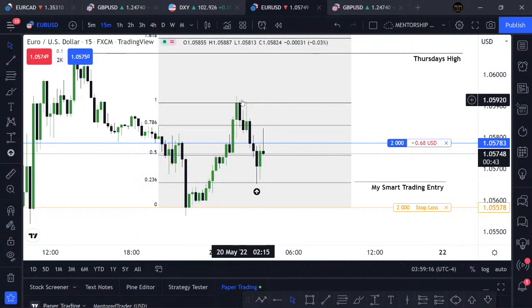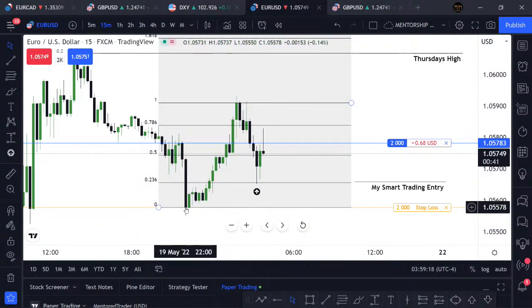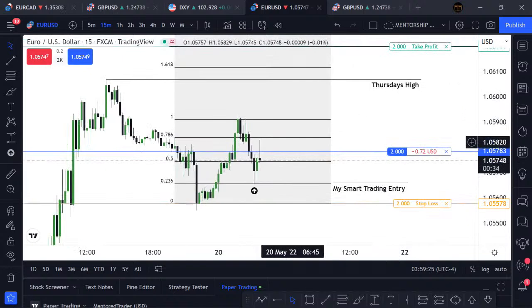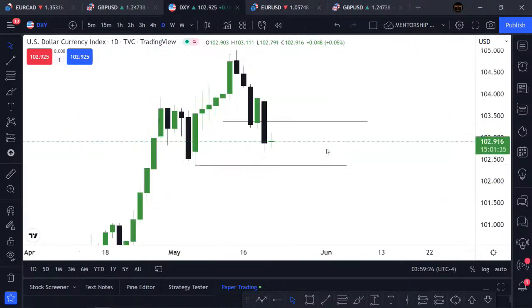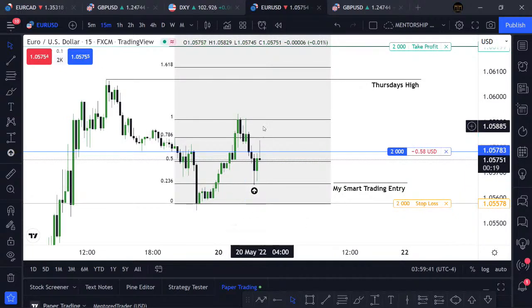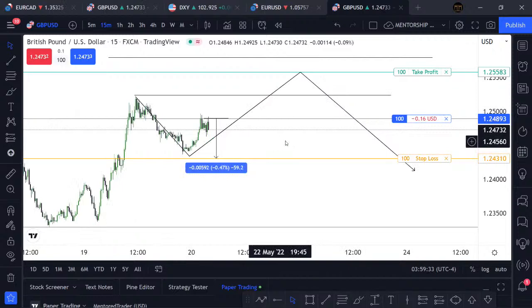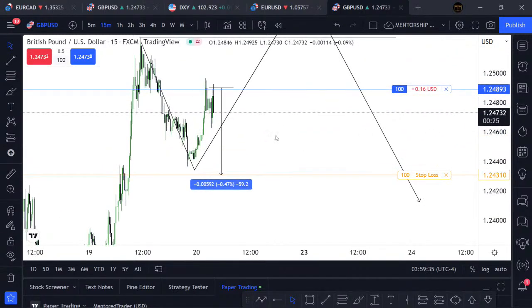Where am I putting my stop loss? Well, I'm putting my stop loss below this low. Anything can happen in the market, but I am buying here simply because the dollar index is selling. It sold yesterday, and this is the next target. The euro dollar, that's why I'm buying it here. The pound dollar, it is the same thing. The pound dollar, I will do the same thing.